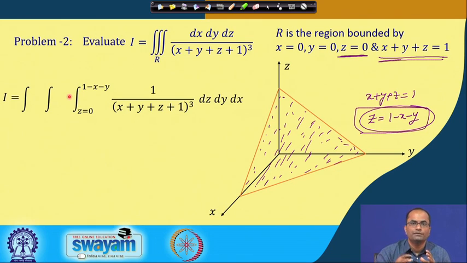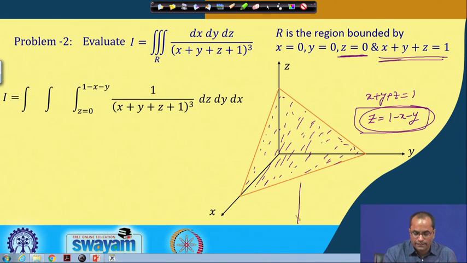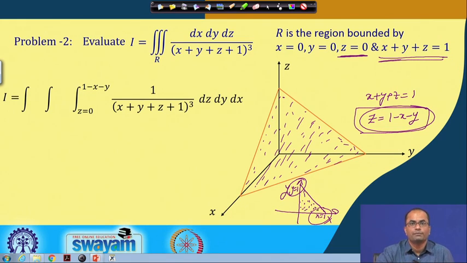Our volume we need to project now in the xy plane, because along the z axis we have computed the limits. So, z goes from 0 to 1 minus x minus y, and now if we project this in the xy plane, what will we get? If we have the x axis here and the y axis, then this will be the projection. This is cutting at x is equal to 1, and here also at y is equal to 1. So, this is now the projection in this xy plane.